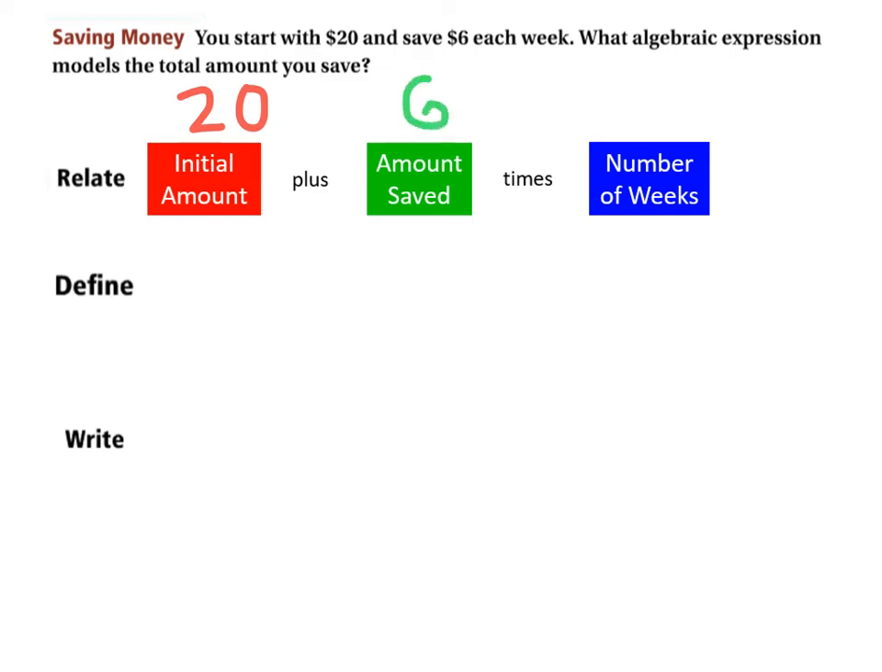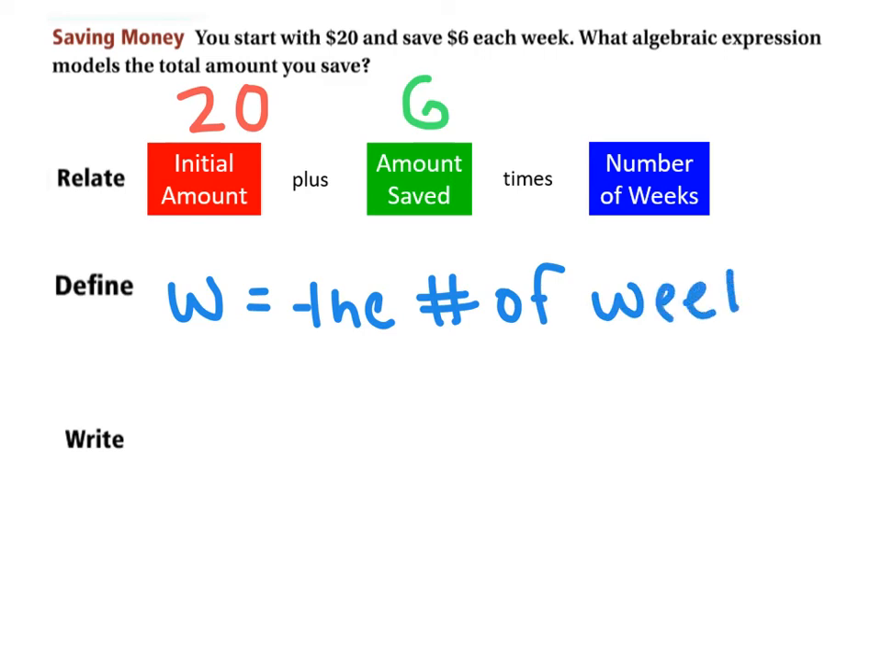So for this example, I'm going to decide to let W equal the number of weeks. So now we can relate all of these expressions to say 20 plus 6W. And this would be our algebraic expression.